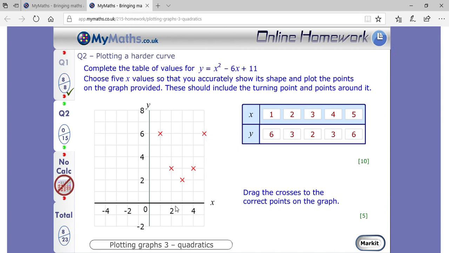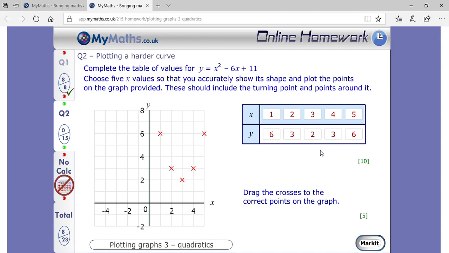So clearly you can see that where the value of y repeats itself, that will be your maximum or minimum point, or we can also consider it the turning point. So here you can see 3, 2.